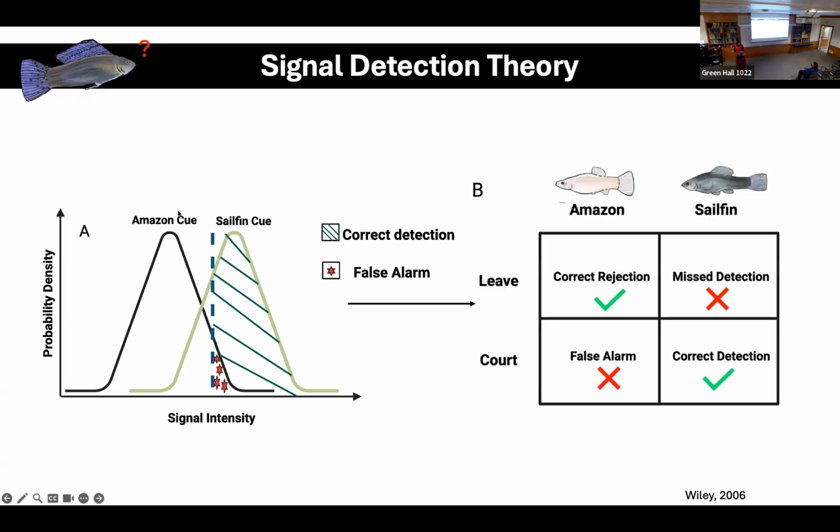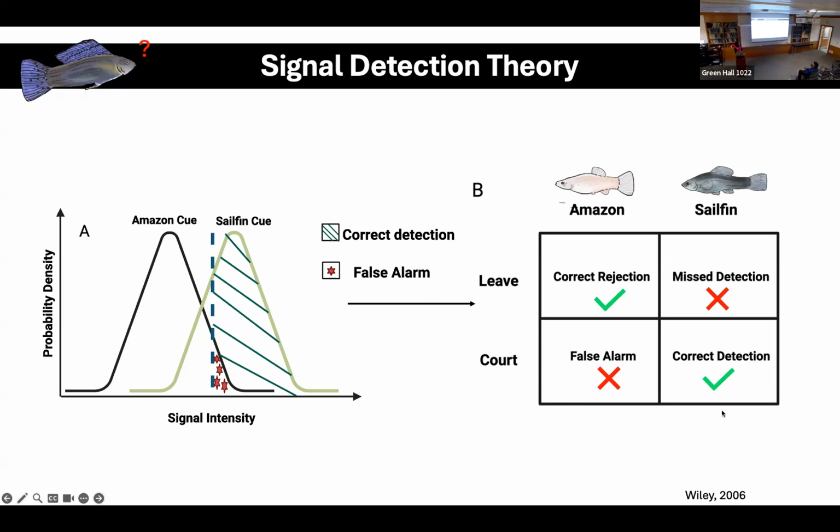So if he sees an Amazon, decides to leave, that would be correct rejection. And that's good. You saw an Amazon, did not mate with her. You didn't waste your sperm energy doing this. If he sees a sailfin molly though, and he decides to leave because he mistakes her for an Amazon, that's an error, that's misdetection. If he sees an Amazon and decides to try and court her, that's false alarm. That's indicated by these little red stars, this region of overlap. And if he sees a sailfin molly and decides to court her, that is correct detection.